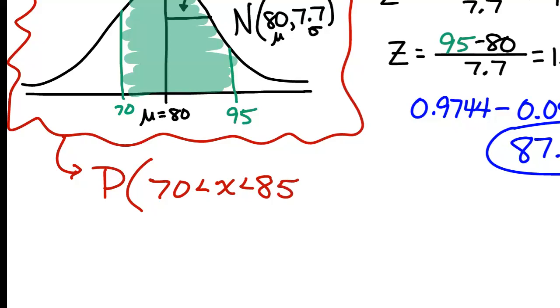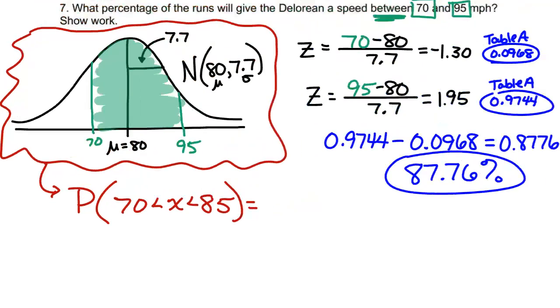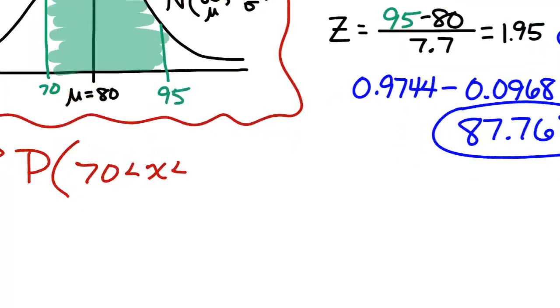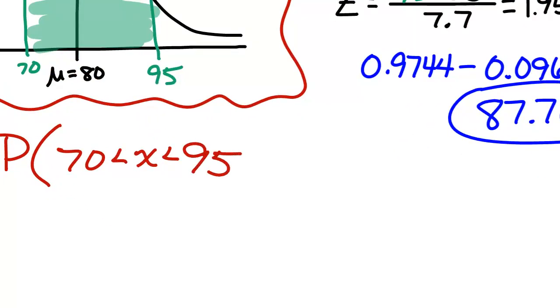Yep. 70 is less than x, which is less than 85, equals, now what are we typing into the calculator? Yes. 95, thank you. Thank you for correcting me. I had 85 on the brain from the last problem.